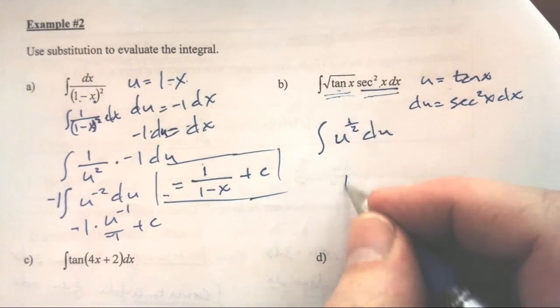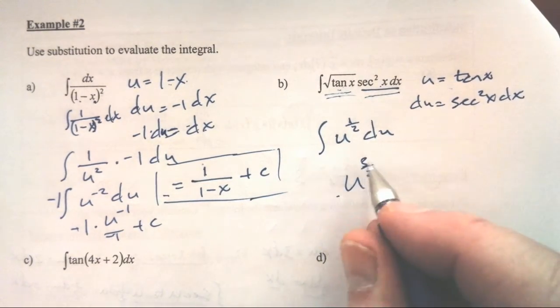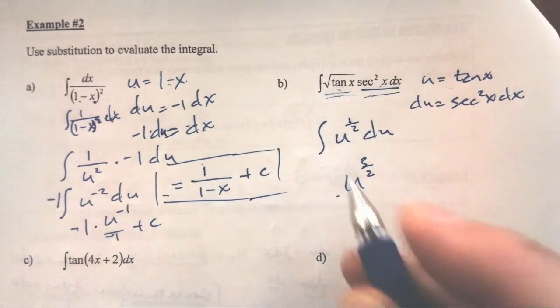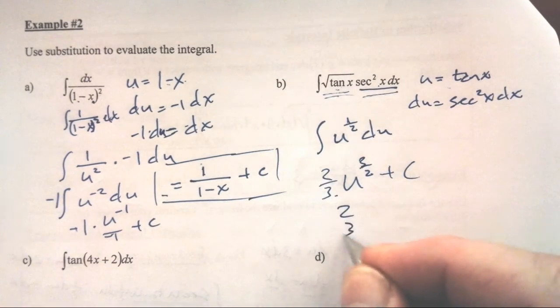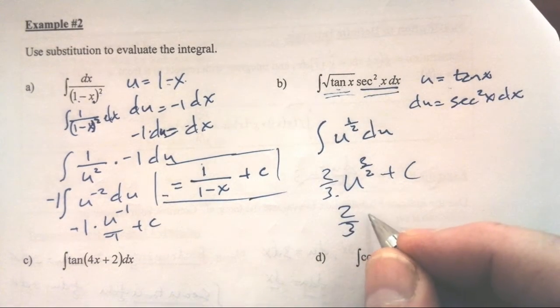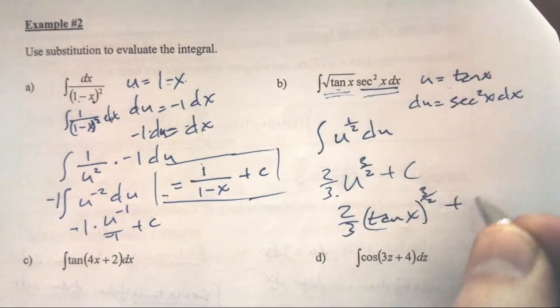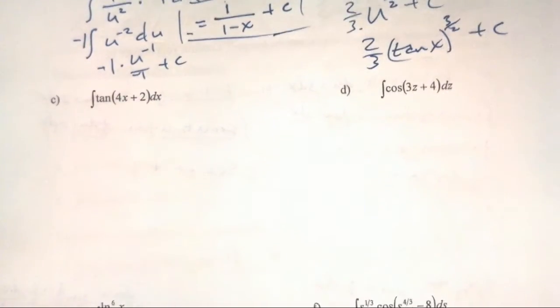The integral of u to the 1/2 is u to the, increase the exponent by 1, put it over that same increase by 1, put it over 3/2, but that's times 2/3. So I get 2/3. What is u? u is tangent of x, to the 3/2, plus c. How about that? Okay, here.